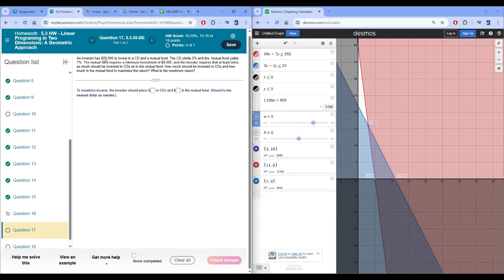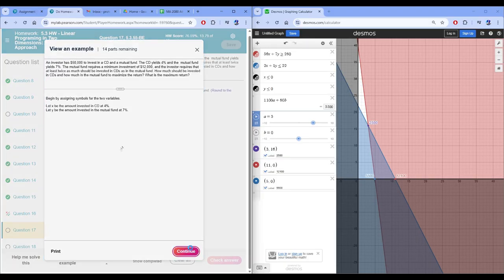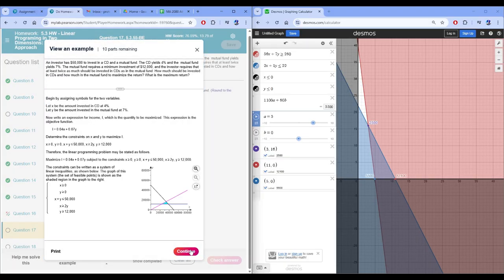Alright, an investor had 7,500 in CDs yielding 5%, and a minimum mutual fund investment, and the investor wants at least twice as much in CDs as in the mutual fund. How much should be invested in CDs? So here, let's see if they give me the viewing example, because I like the table. The table makes it really nice. Do they do it? No, they don't do it.